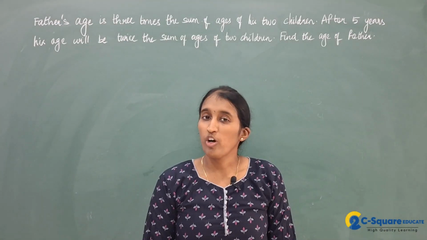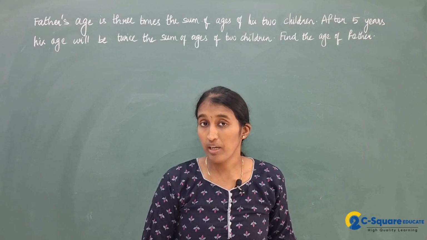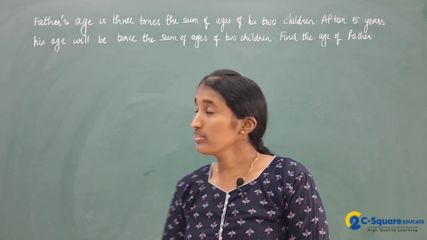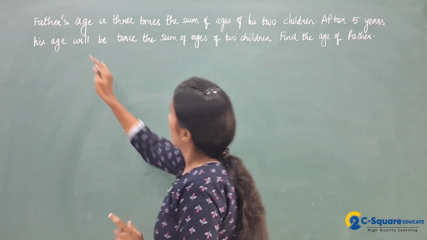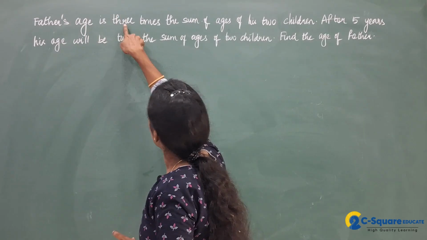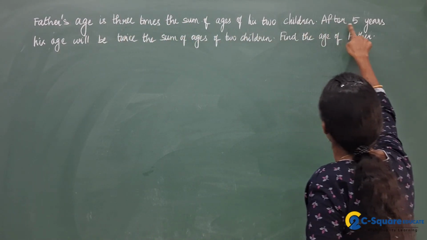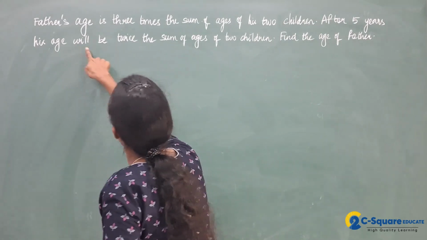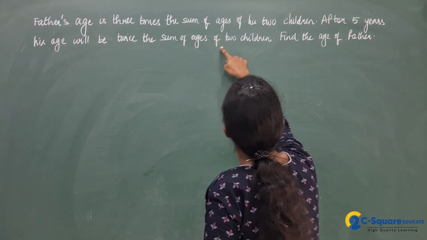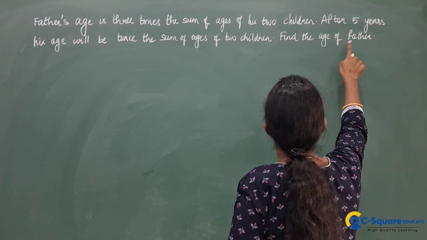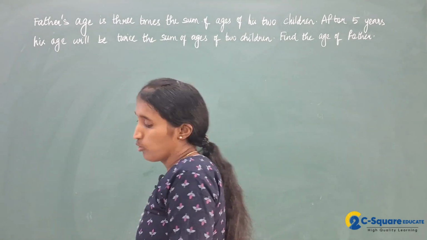So next we are moving on to the applications to problems on ages. The statement will be: father's age is 3 times the sum of ages of his 2 children. After 5 years, his age will be twice the sum of ages of 2 children. Find the age of father. So what is the first step?